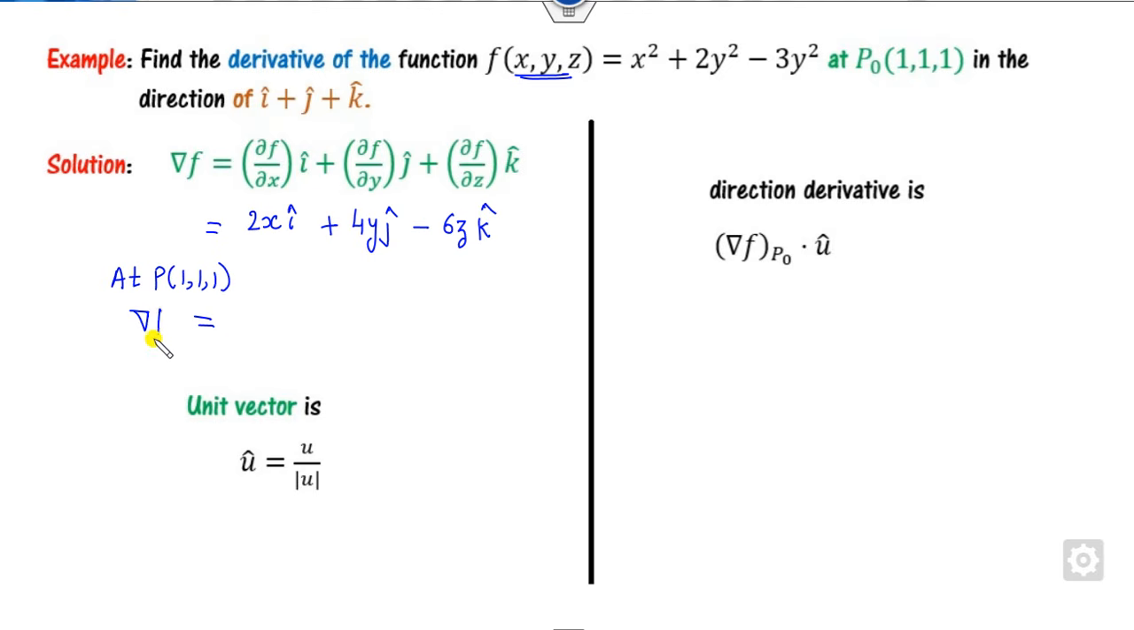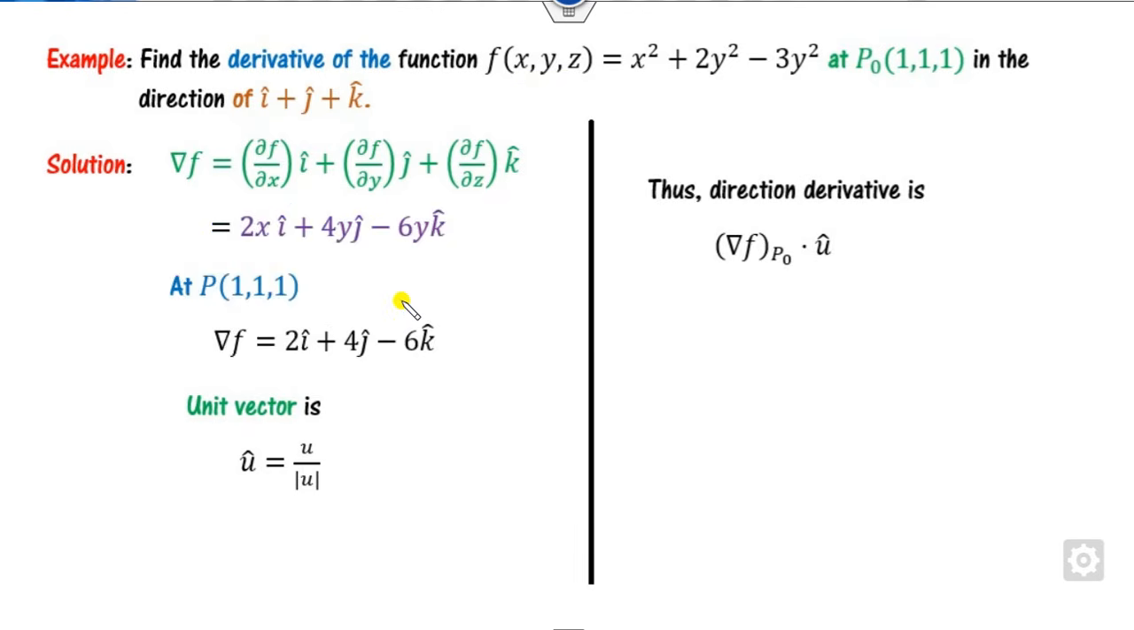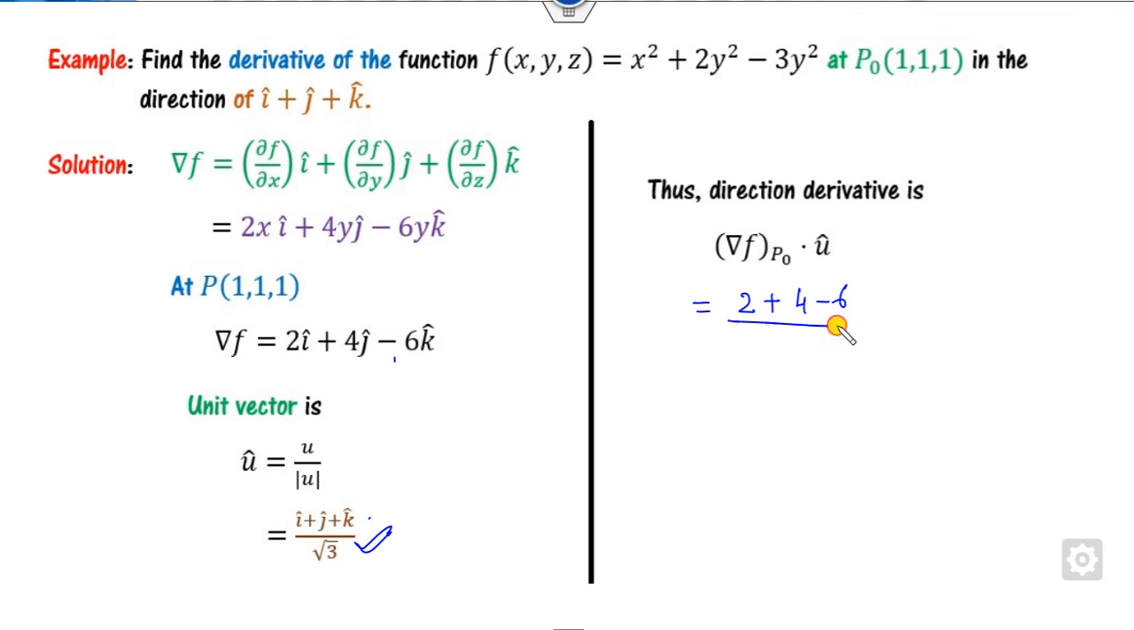What is the gradient of f? It is nothing but 2i cap, 4j cap and 6k cap. Now once you find this, find the unit vector. Since a vector is given to you, what is the value of this? i cap, j cap, k cap divided by root of 1 plus 1 plus 1, that is root 3. Now you can take that dot product. So what happens? 2 i cap, 4, minus 6 over root 3. That is 0, which is the right answer of the problem.